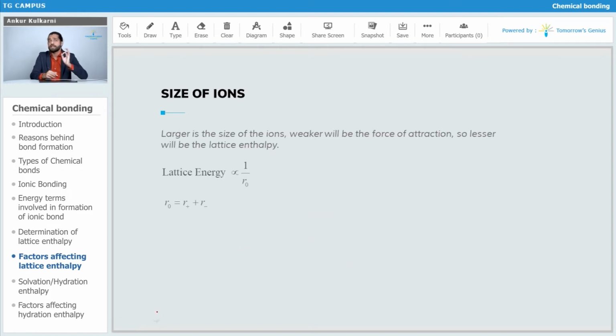Now that you have seen the charges, let's understand the role of the size of ion. That is another factor which is responsible for the lattice enthalpy. So we can say that the larger the size of the ion, the weaker will be the force of attraction, correct? If the sizes of the ions are larger, then the force of attraction will be less as compared to when the ions are small. So the lattice enthalpy will be lesser if the size is larger.